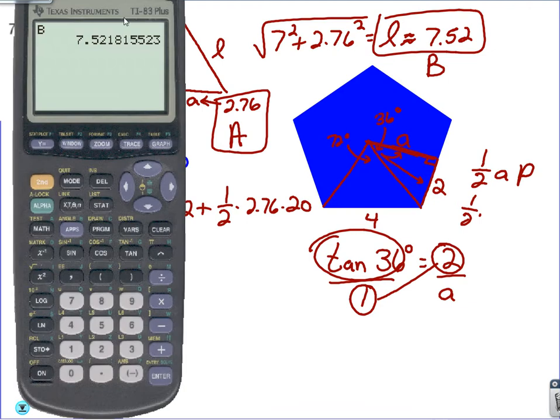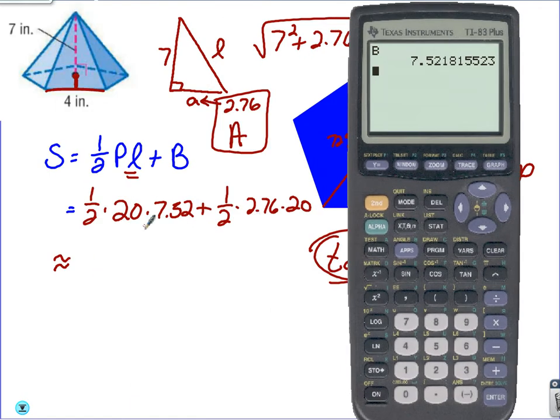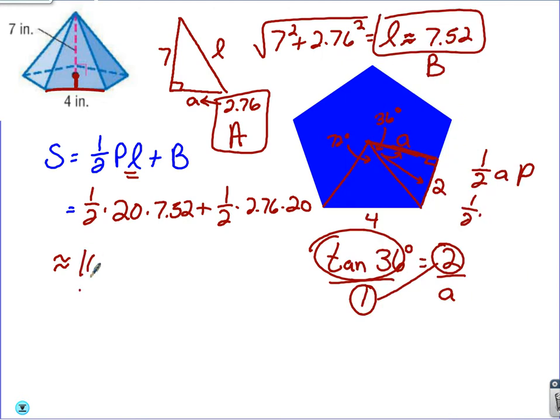And I've got these numbers here that are rounded. I've got them stored. So we're going to type in 1/2 times 20 times the apothem, right? Or no, slant height, which I stored in B, plus 1/2 times the apothem, which I stored in A, times 20. Enter. That's 102.75, and that'll be in inches squared.